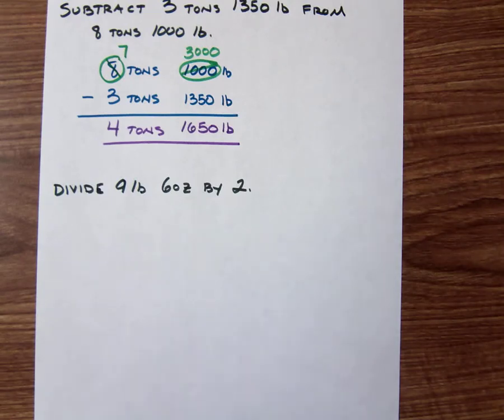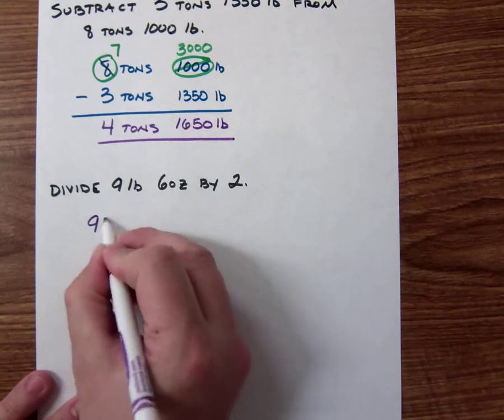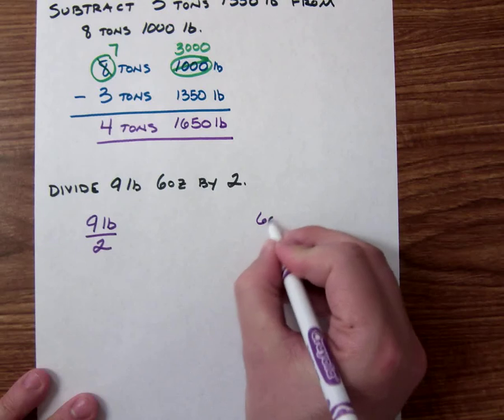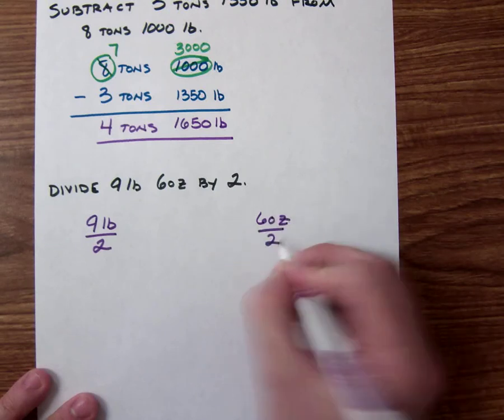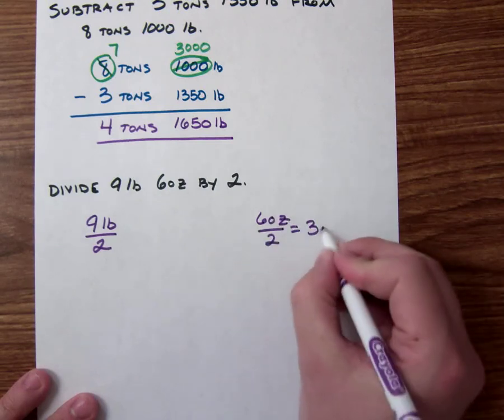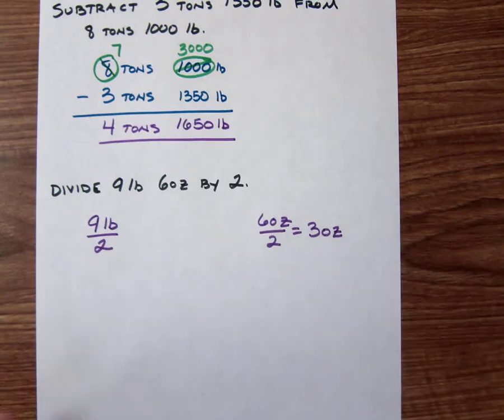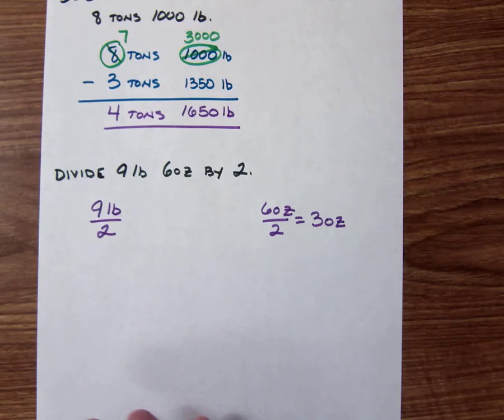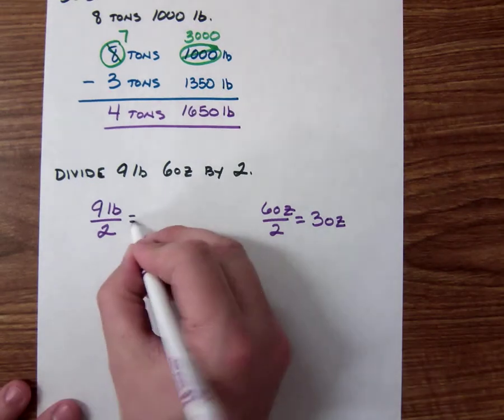Well, let me show you what it looks like. Let's take 9 pounds and divide it by 2. And then over here we'll take 6 ounces and divide it by 2. So here's the easy part. 6 ounces divided by 2 is 3 ounces. That's pretty easy. But 9 pounds divided by 2 doesn't work out so well, because 9 divided by 2 is 4.5.